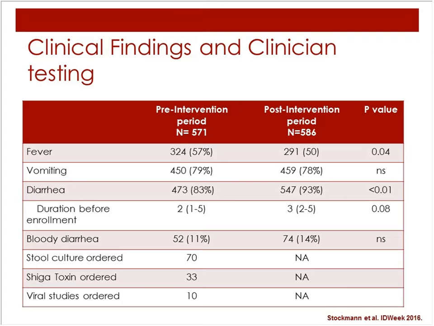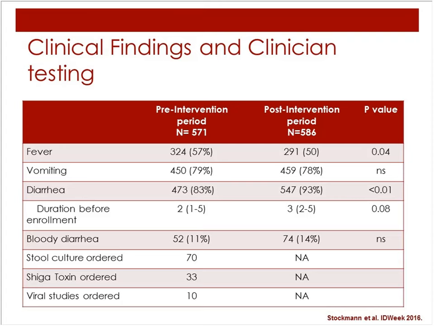Then when you look at the actual tests ordered in the pre-intervention, there were stool culture, Shiga toxin, and viral studies that were summarized. As an aside, we did not include the tests ordered in the post-intervention in this table, because one could argue that the data could be skewed due to the fact that we were offering the GI panel during this time, which may have affected the clinicians' ordering practice.